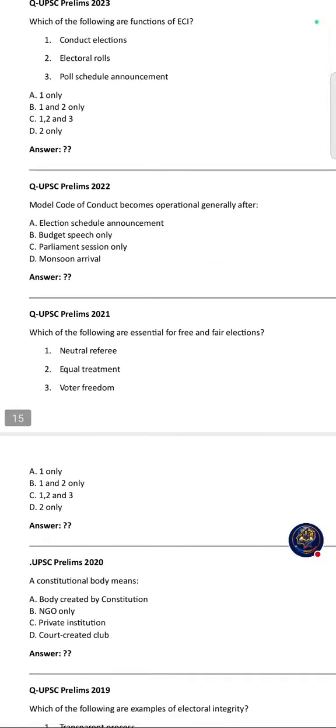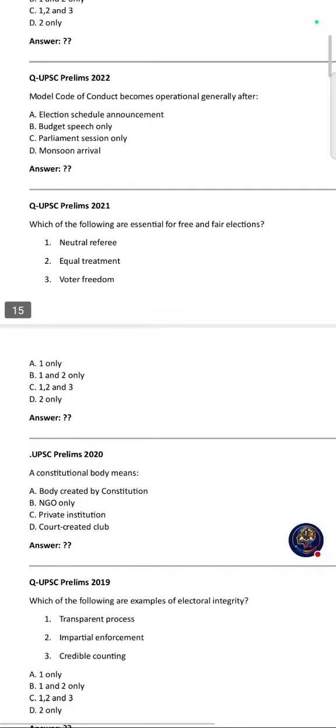Next question. Model code of conduct becomes operational generally after election schedule announcement. First option is correct.